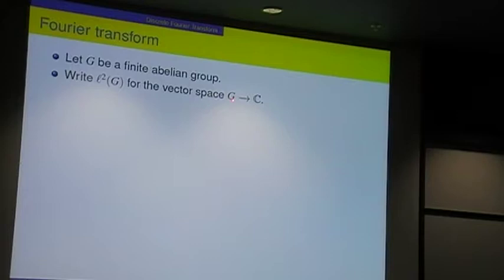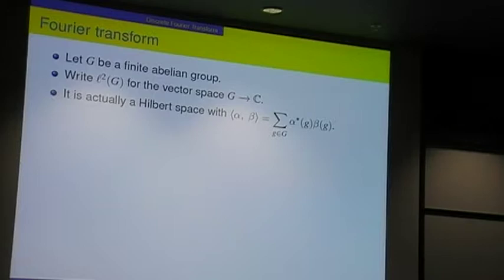Okay, so this is, remember, a finite group, so this is just tuples of complex numbers. And it is actually a Hilbert space, simply because Cn is a Hilbert space, automatically complete. And so you can define an inner product in this way. You take two of these complex value functions, alpha and beta, and you define alpha star of g times beta of g, and you sum over all the group elements. Okay, so again, these are finite groups, so everything is simple.